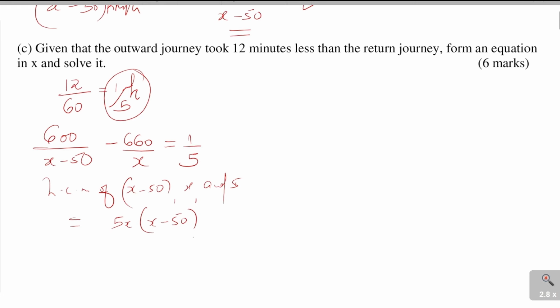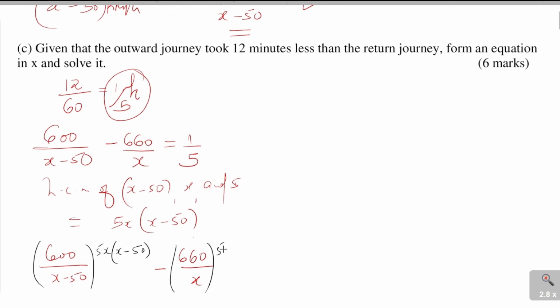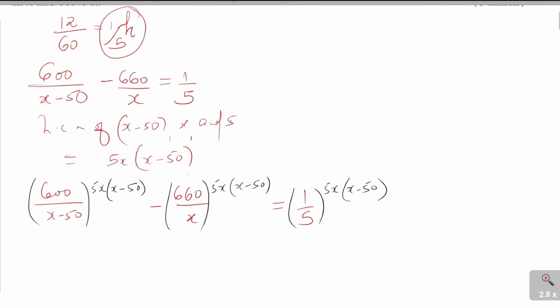So this is how I'm going to do it. I'll take 600 divided by x subtract 50, and multiply that by 5x, x minus 50. Subtract 660 divided by x, multiply this one by 5x, x minus 50, is equal to a fifth. You have to multiply that one as well by 5x, x minus 50. So after doing that, x minus 50 will divide out there, x here will divide out here, and 5 will divide out there.